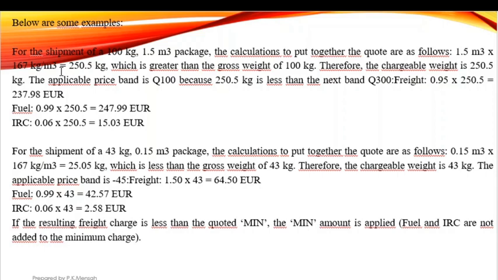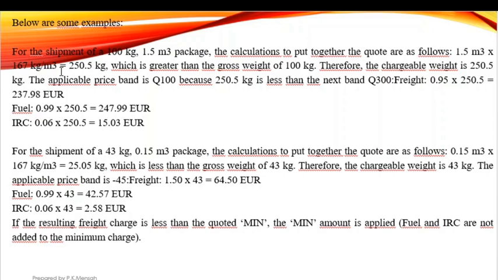So now get the 167. Then we are converting it to get the actual chargeable weight. And the chargeable weight gave us 250.5. That's the chargeable weight. So they've given us the figures. So we have all the three weights in the first sentence.